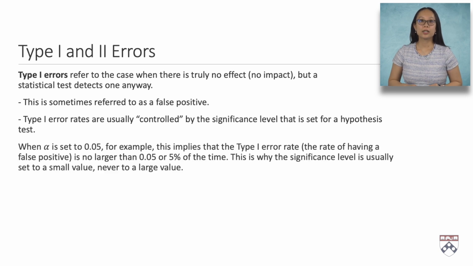And in particular, if we set alpha to 0.05, for example, this implies that the chances of making a type 1 error, or the chances of having a false positive, should be no larger than 0.05 or 5% of the time. We can, of course, adjust the significance level. So if you were to choose a larger value, such as 0.1, then this implies that we want to keep a cap on the type 1 error rate to be no more than 10%.